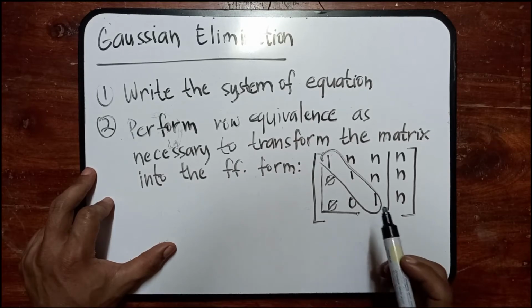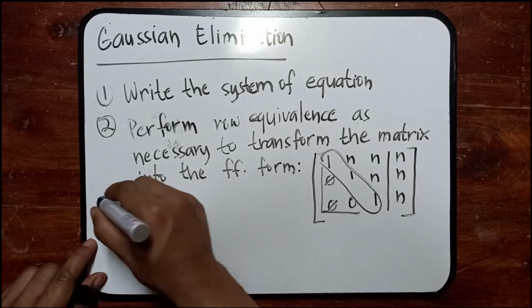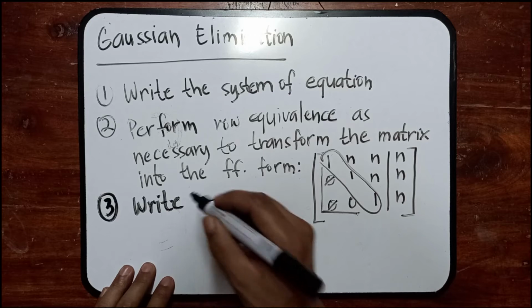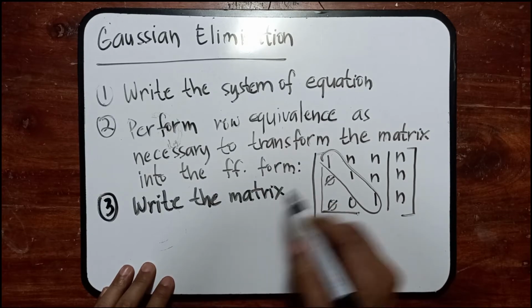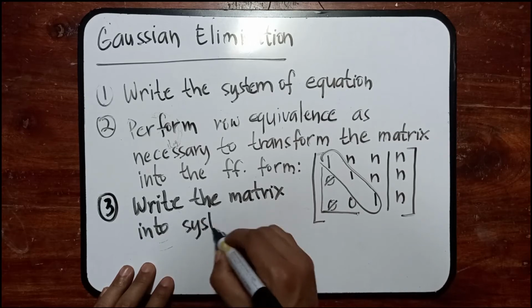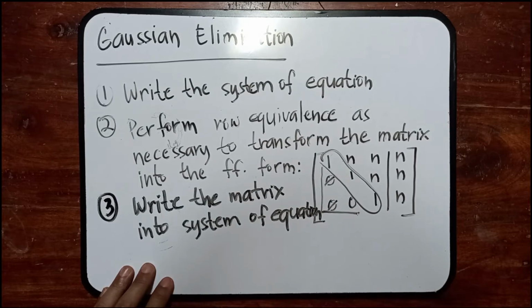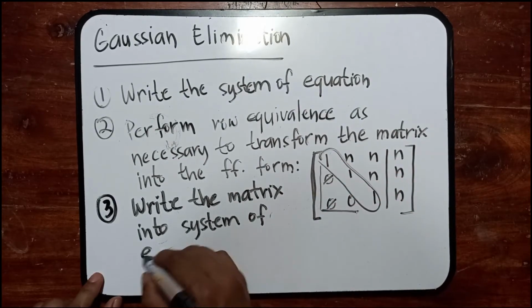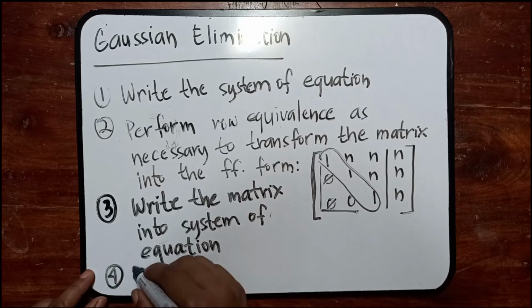Okay, so after doing this, step 3 is we write the matrix back as a system of equations, and then for the last part, use substitution.